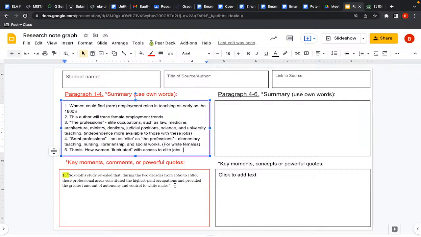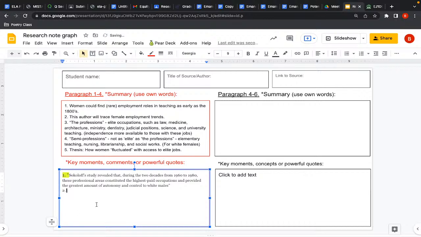Okay. So, key moments, comments, or powerful quotes. Here's where, down here, this is something I suggest. Right here is where we're just getting pure information. But down here is also a place we want to record your thoughts.